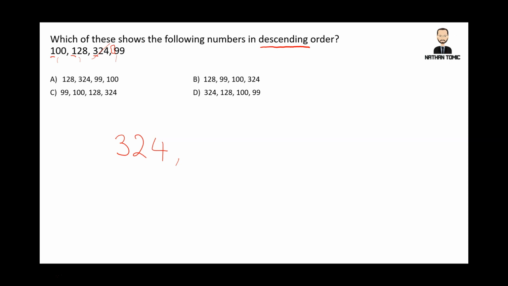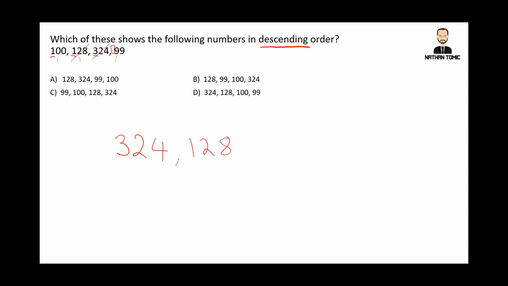Well, 99 is not bigger, because we've still got a 0 or a nothing in the hundreds here. So we're really just looking at these first two numbers, 100 or 128. And of course, a 2 in the tens column is bigger than a 0 in the tens column. So the next biggest number is 128. So we'll cross that one out.